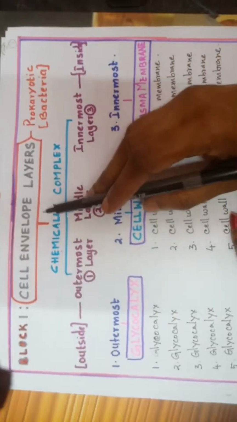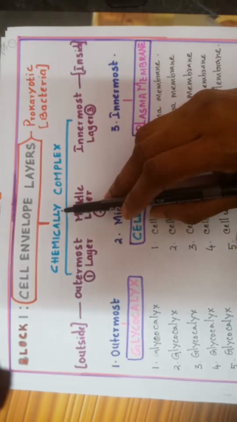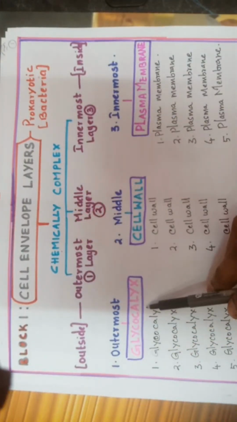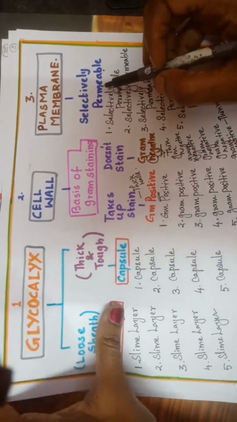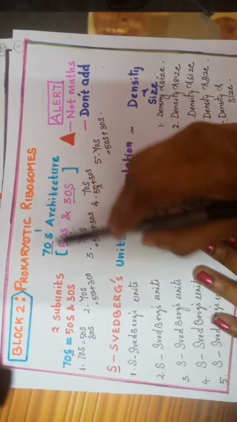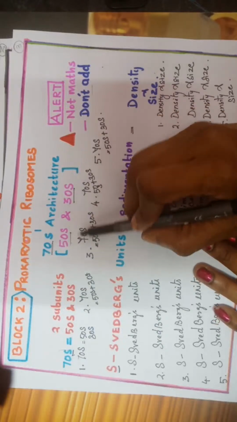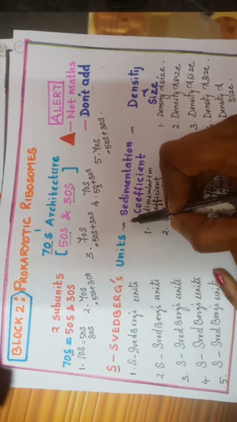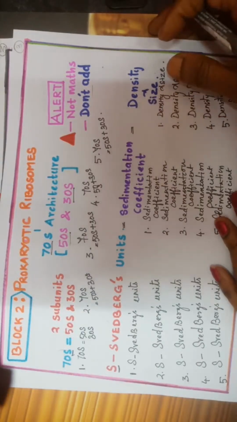The first one we saw is the cell envelope layers. It is made up of 3 layers. It is a chemically complex structure. From the outside to the inside, you have the outermost glycocalyx layer. The plasma membrane is selectively permeable. Next, what we studied, ribosomes. Prokaryotic ribosomes are of 70S type, made up of 50S and 30S, a larger subunit and a smaller subunit. S means Svedberg's units, which denotes sedimentation coefficient, an indirect measure of density and size.